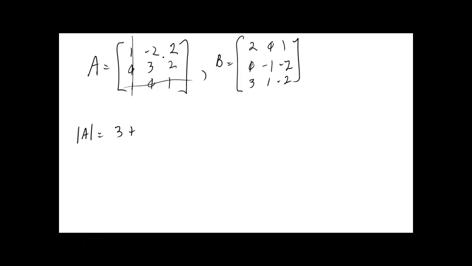Negative 10. Okay, and this will be a negative 10. Okay, we've got it, so what is that determinant? Negative 7. All right, next they ask for the determinant of B.